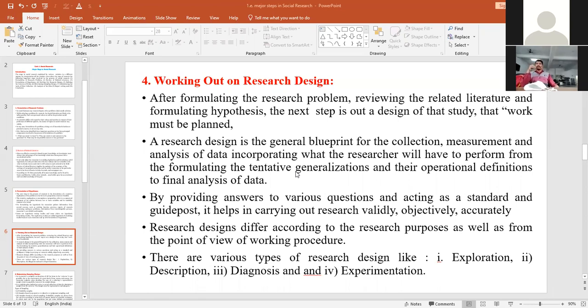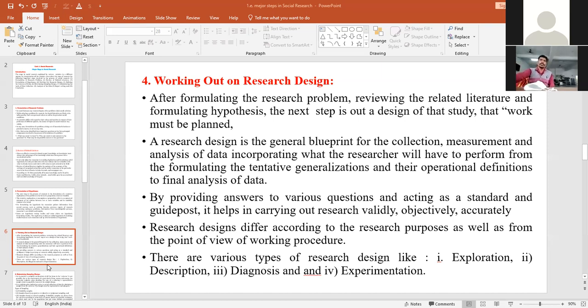So one research design is different from another research design. The research design is different from one research to another. It is based on the purpose as well as the form of the working procedure. And there are various types of research designs, like exploratory design, descriptive design, diagnostic research design, and experimental research design. These various types of research design are used particularly in the social sciences.